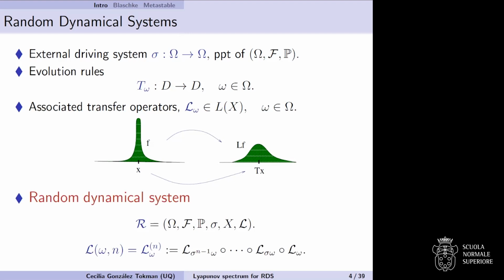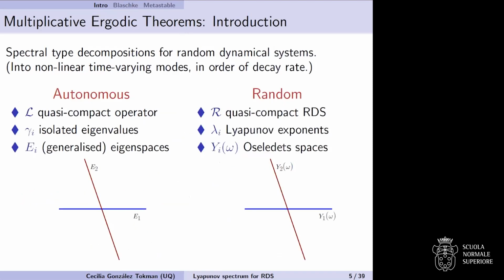And so the random dynamical system for us will be this tuple encoding the driving system, the Banach space, and transfer operators, and the cocycle rule tells how to go forward in time. So we have to compose, of course, the different operators corresponding to the different maps. So again, mimicking what has been successful in the case of autonomous systems, we would like to have some sort of spectral tools to analyze the long-term dynamics in the system, and that's why we look into multiplicative ergodic theorems. So when they apply, what we get are precisely spectral type decompositions for non-autonomous systems, and these decompose the space of densities, if you want, into nonlinear time-varying modes, ordered by decay rate.